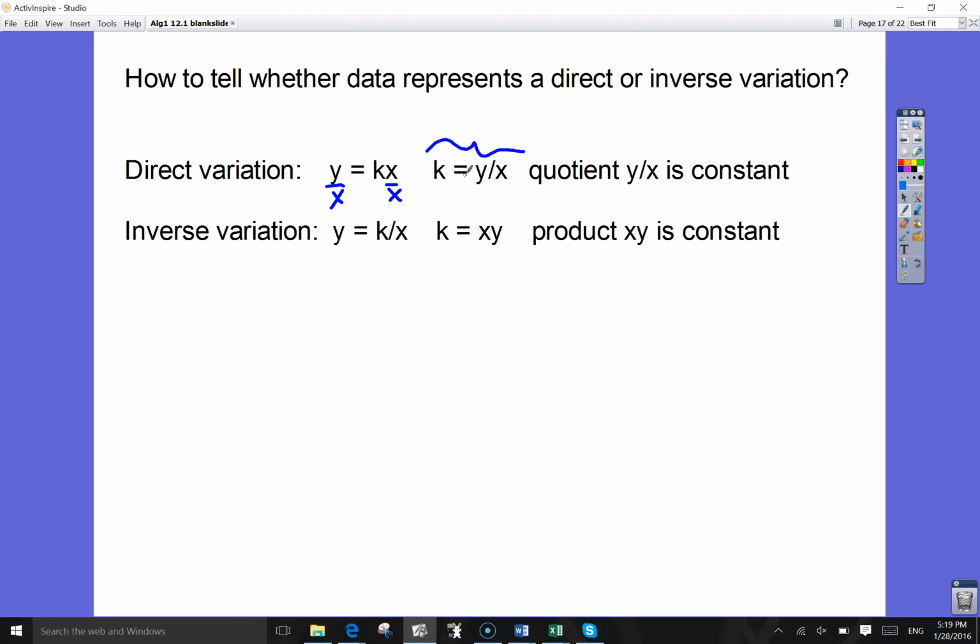So if you want to check for a direct variation, divide all the y values by the x values and see whether you always get the same thing. If you do, it's a direct variation.